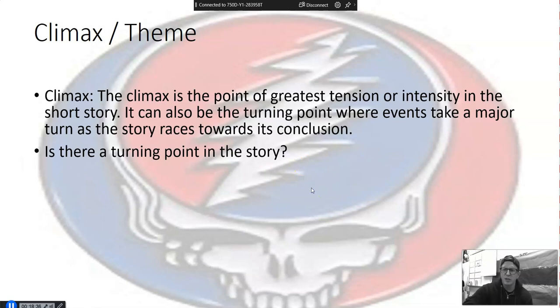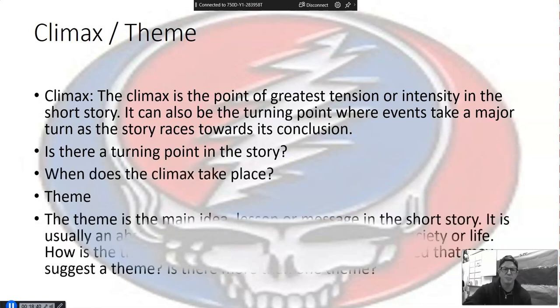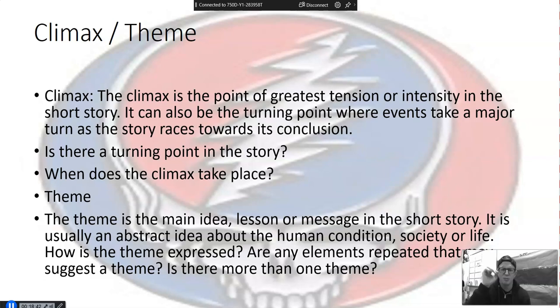Is there a turning point in the story? That deals with the same thing. All right, and then theme. The theme is the main idea, lesson, or message in the short story. It is usually an abstract idea about the human condition, society, or life. And that's big. I'm big on theme. Both Story of an Hour and The Adulterous Woman are strong on theme.